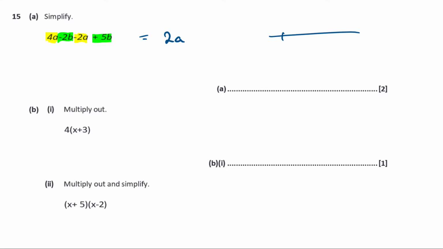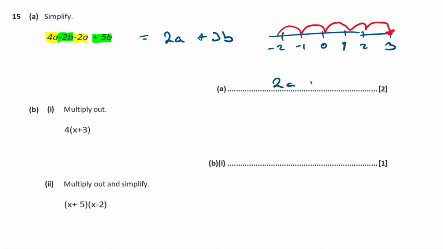If I'm at negative 2 on the number line and I want to add on 5, I'm going to go negative 2, negative 1, 0, 1, 2, 3. It's going to take me up to 3, isn't it? So negative 2b plus 5b is the same thing as positive 3b. Okay, so 2a plus 3b.